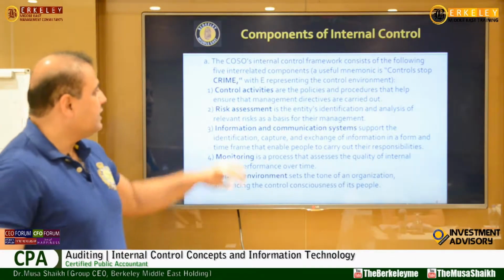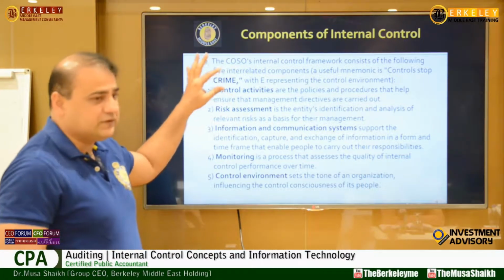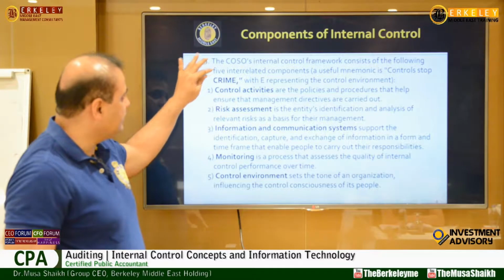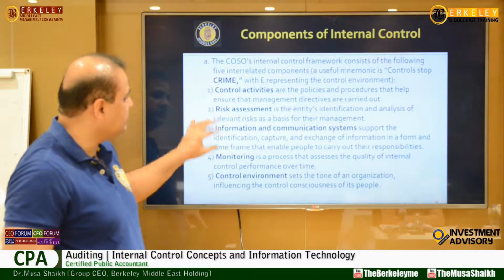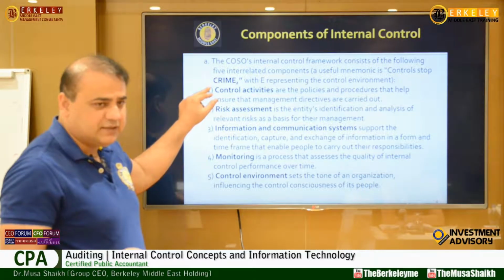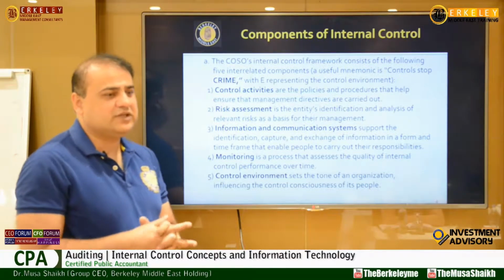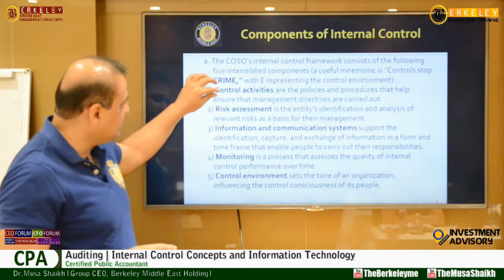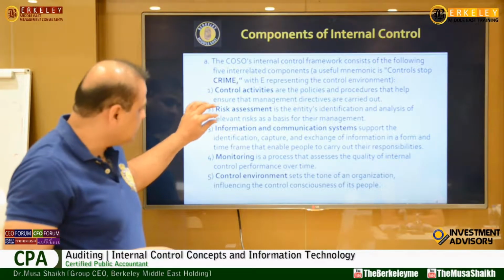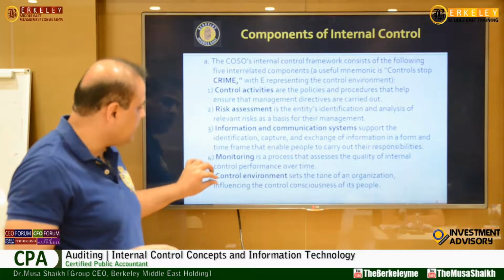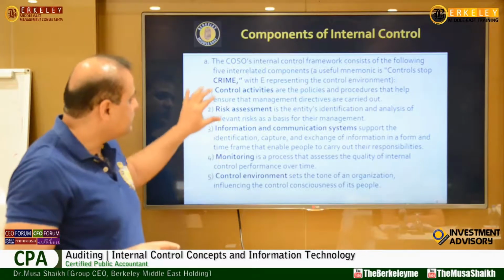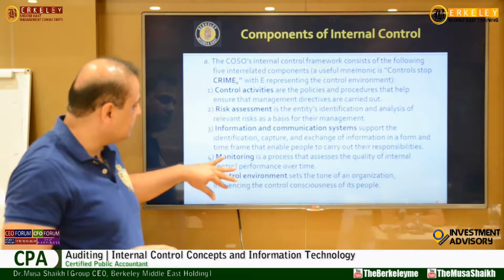He says that if you want to bring effective control, you have to take care of these five things, which to memorize there is a word called CRIME. C stands for control environment, R is for risk assessment, then information, monitoring and control activities. So control activities and control environment.